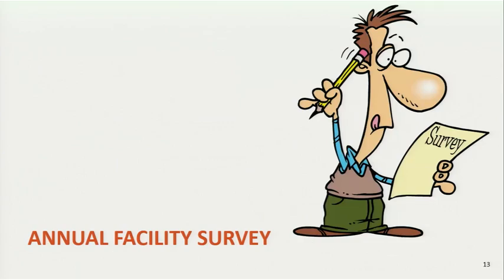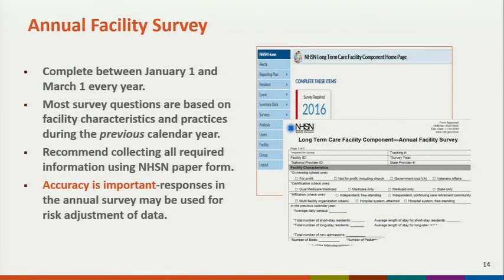So next I want to talk about the annual facility survey. The annual facility survey must be completed every year after January 1st and before March 1st. Most of the survey questions are based on the characteristics and practices of your facility during the previous calendar year, which means you all for this calendar year completed a survey for the 2016 calendar year.